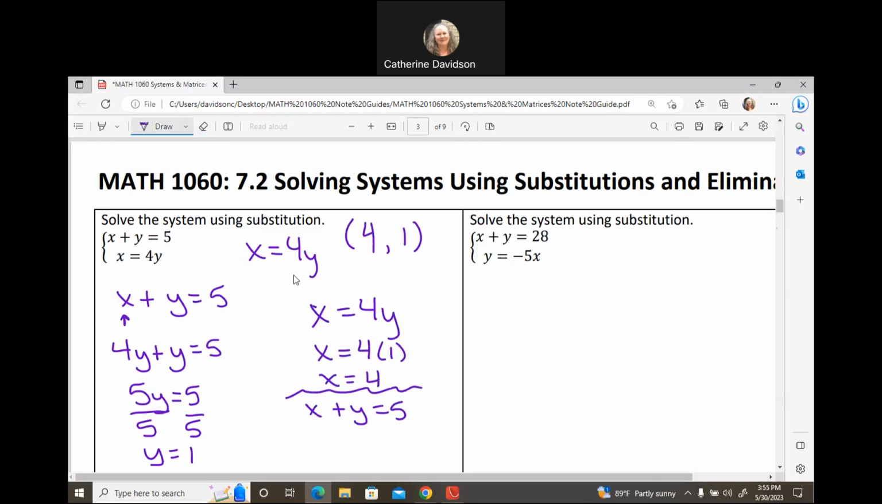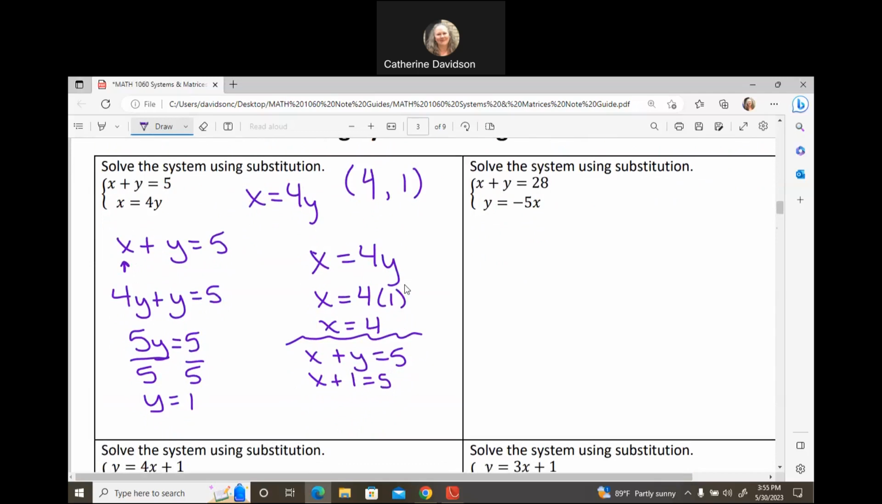So we know our y is 1. Drop this down just a little bit. There we go. Subtract the 1. So x is equal to 4. It doesn't matter which one you plug it in, x is equal to 4.